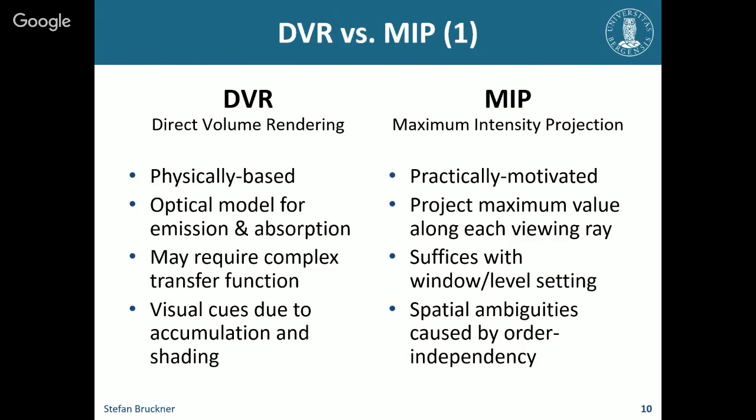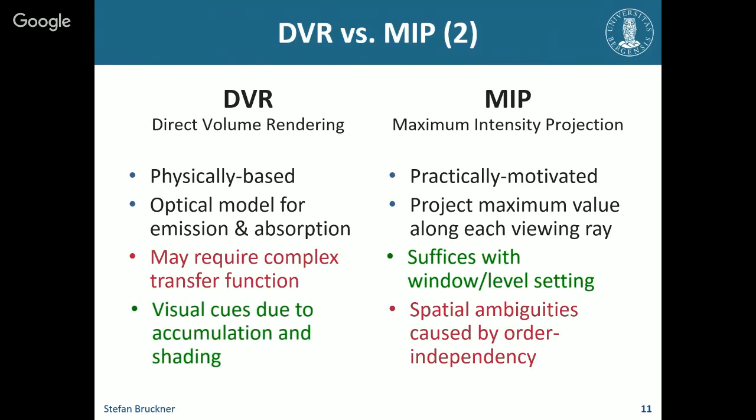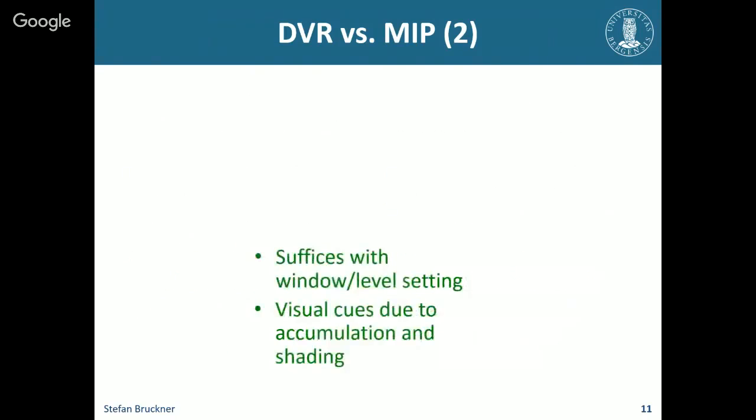So, in essence, what we would like to have for an improved visualization is something that combines the advantages and removes the disadvantages of both methods. So, can we incorporate MIP-like domain knowledge into the DVR algorithm? Well, to do that, we can take a look at how these algorithms actually behave.